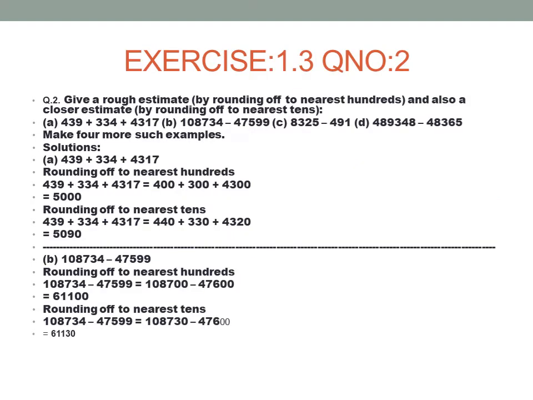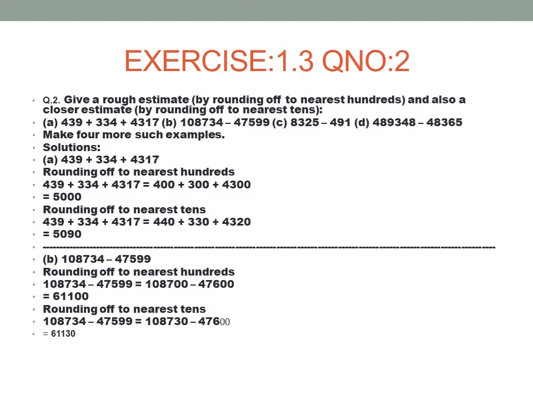Exercise 1.3, question number 2. Give a rough estimate by rounding off to the nearest hundreds and also a closer estimate by rounding off to the nearest 10. Here in this question there are 4 bits A, B, C, D, and they are asking us to find out the 4 more examples. 2 examples I will show you.